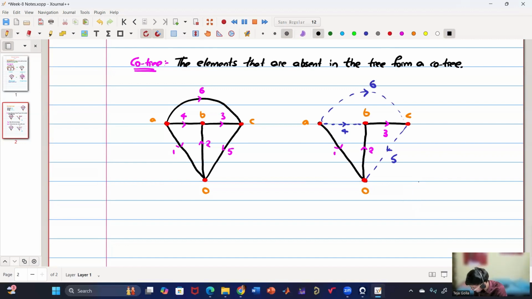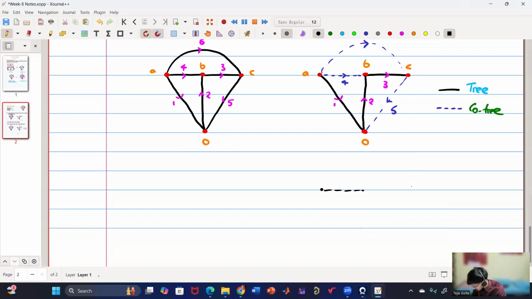The solid black line corresponds to the tree, and the dotted line corresponds to the cotree. So basically, if I have to draw the cotree only, I will draw something like this. This is the cotree: whichever elements are absent in the given tree.